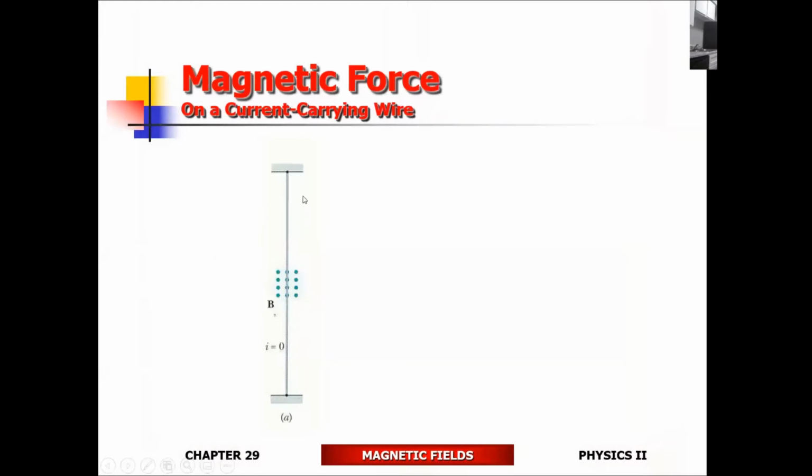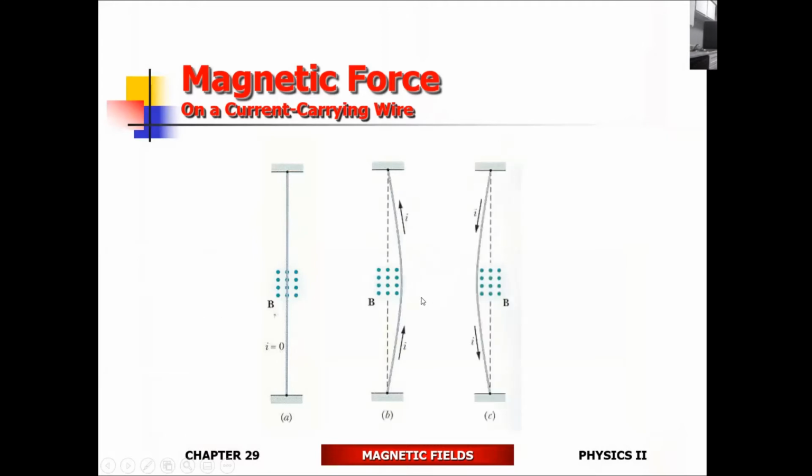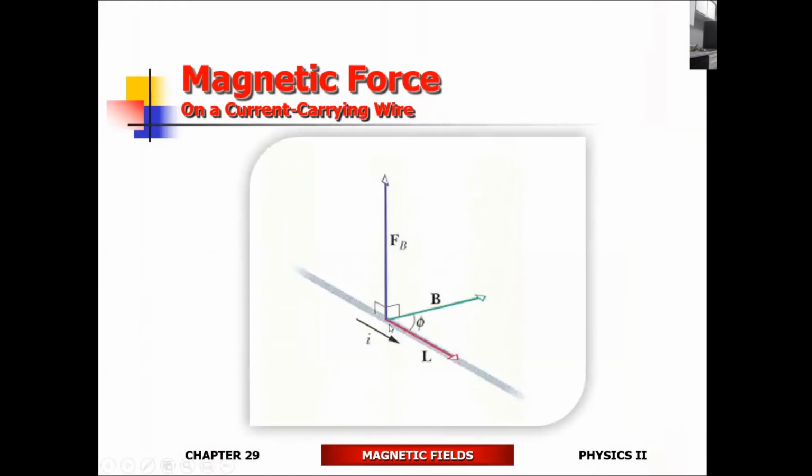Here's a current wire inside a constant magnetic field. The current is going up, there's a deflection to the right. Current is going down, there's a deflection to the left. So the wire is going to get deflected depending upon the direction of the current. The question becomes, what's causing the deflection? What's causing the deflection is, once again, the magnetic force.